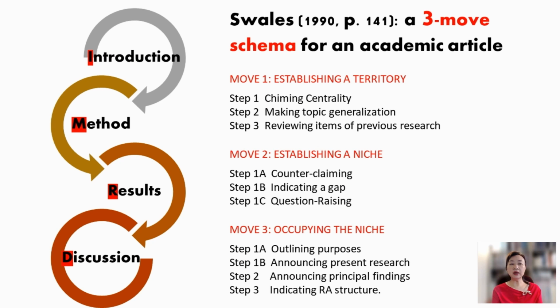A very famous scholar, John Swales, explicated a three-move schema to move readers or writers through an academic article. He suggested that when we start writing the scientific paper, we want to establish a territory. After that's done, we attempt to establish a niche. Once a niche is formed, we can propose an innovation to occupy the niche. Of course, to achieve these three stages, there are sub-moves to engage.